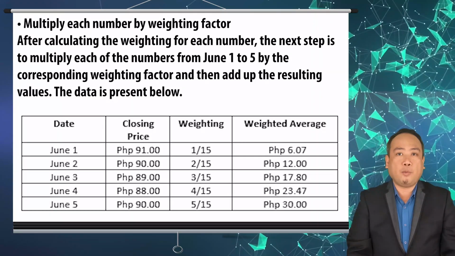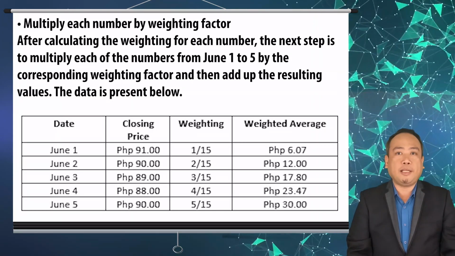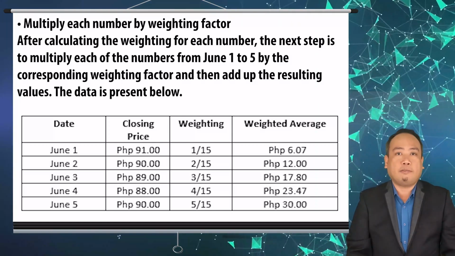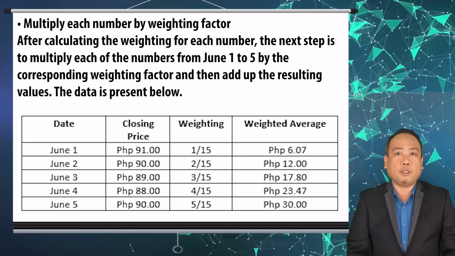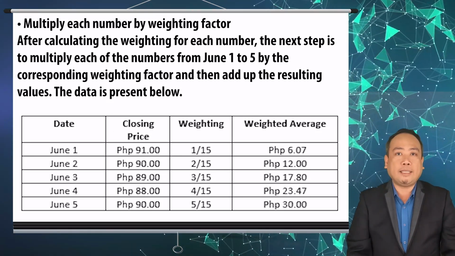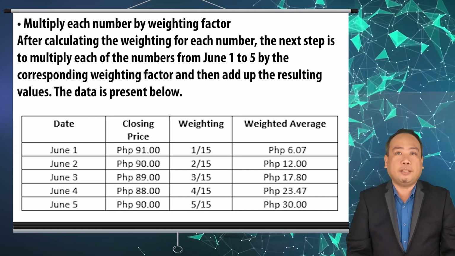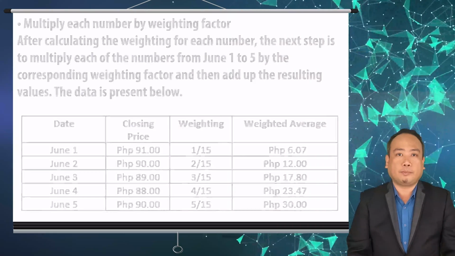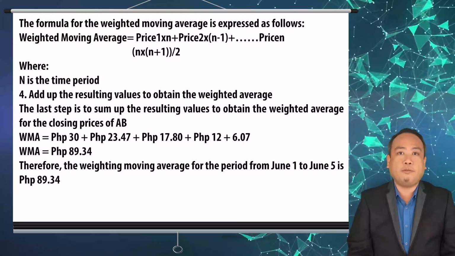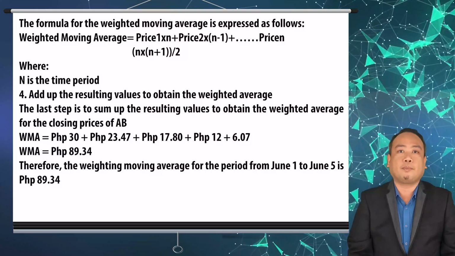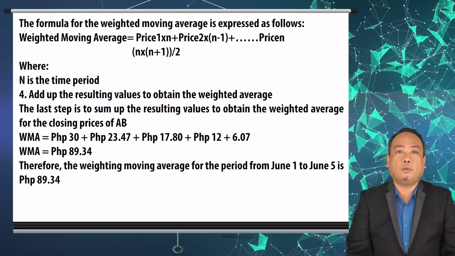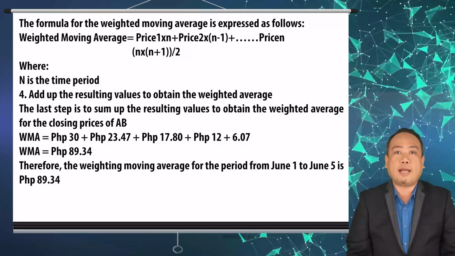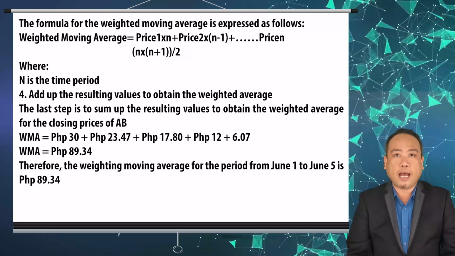Multiply each number by the weighting factor. After calculating the weighting for each number, the next step is to multiply each of the numbers from June 1 to 5 by the corresponding weighting factor and then add up the resulting values. The data is presented in the table. The formula for the weighted moving average is displayed, where n is the time period. Next, add up the resulting values to obtain the weighted average.